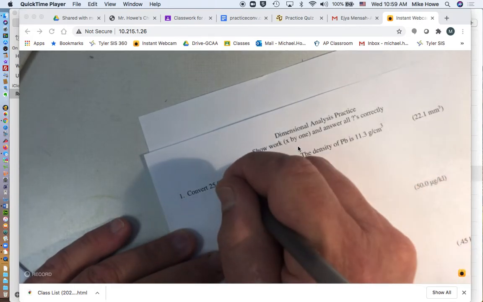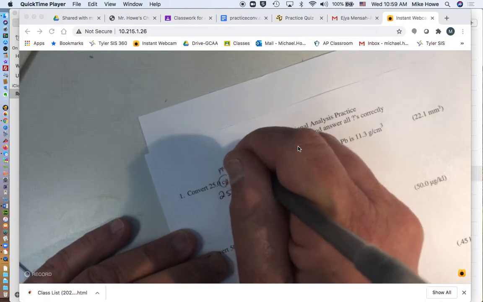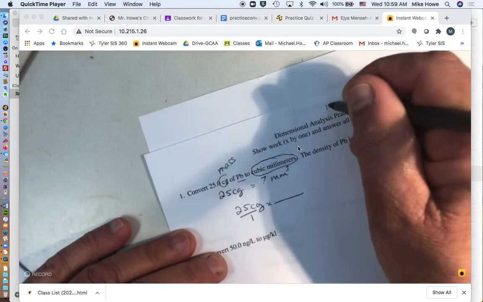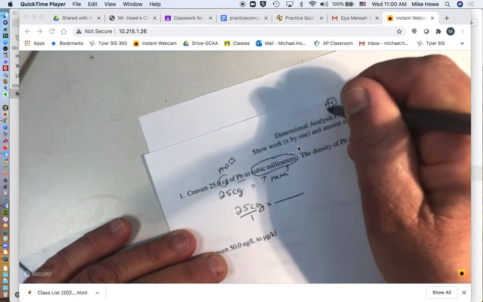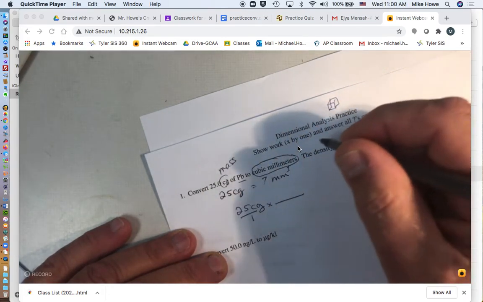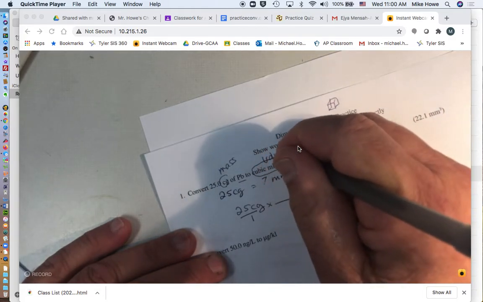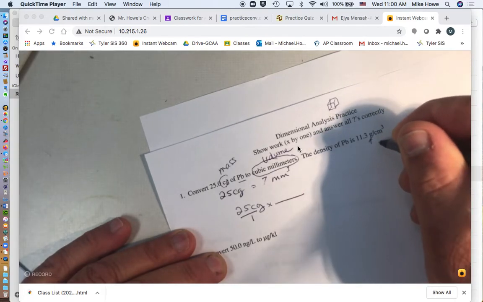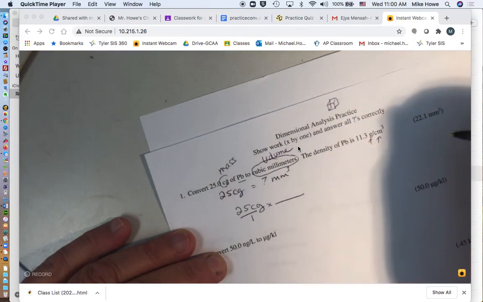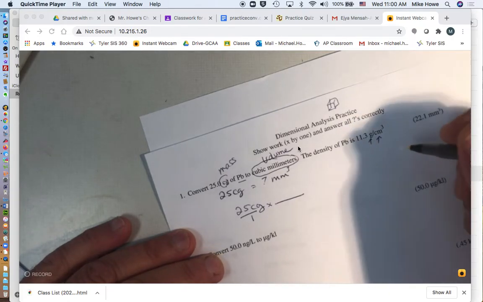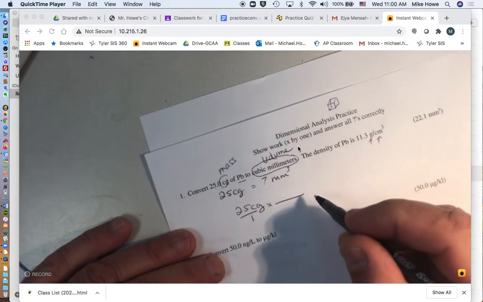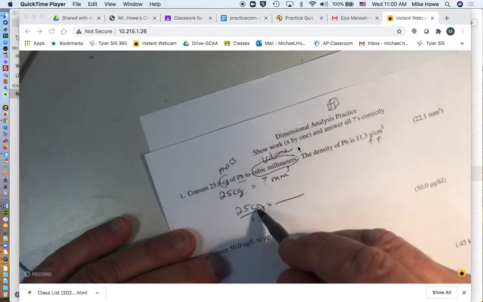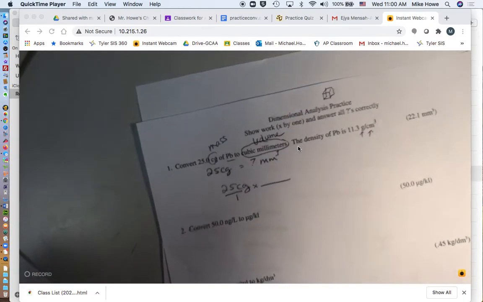All right, centigrams measure mass. Cubic millimeters, if it's cubic, that means it's three-dimensional, like this. So cubic millimeters measure volume. Density ties together mass and volume. So we're going to use density as a bridge between mass and volume. Since the density is given with grams as its mass unit, we need to change our centigrams into grams. So we'll go ahead and do that.